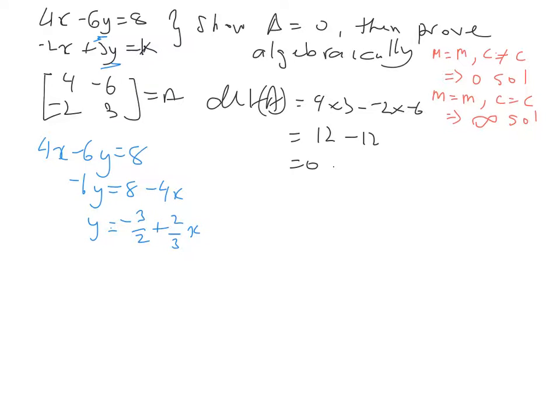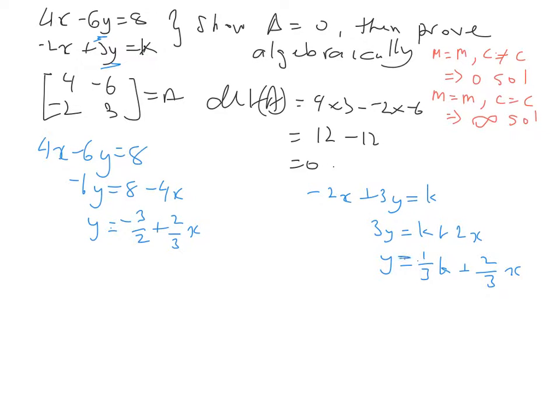So we do the same thing with the other equation. So we've got -2x plus 3y equals k. And from there we've got 3y equals k plus 2x. Divide both sides by 3, so we've got y equals 1 over 3k plus 2 over 3x.